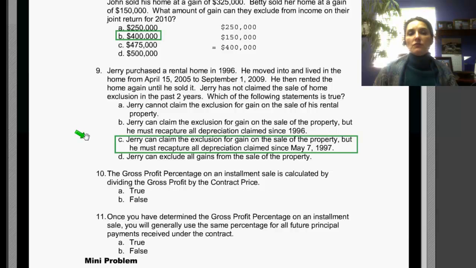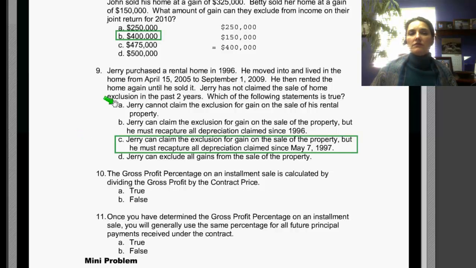Number 9. Jerry purchased a rental home in 1996. He moved into and lived in the home from April 15, 2005 to September 1, 2009. He then rented the home again until he sold it. Jerry has not claimed the sale of home exclusion in the past 2 years, and which of the following statements is true? A, Jerry cannot claim the exclusion for gain on the sale of his rental property.